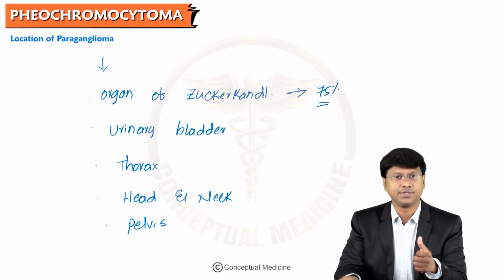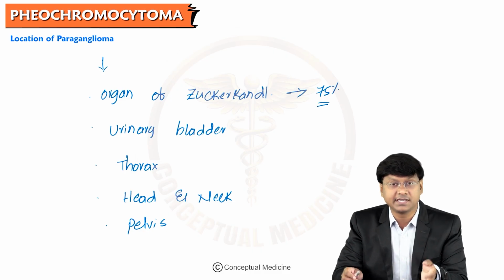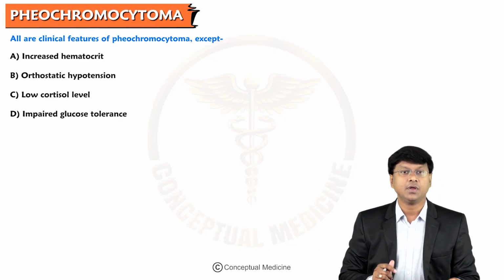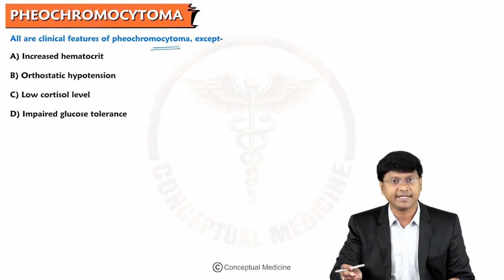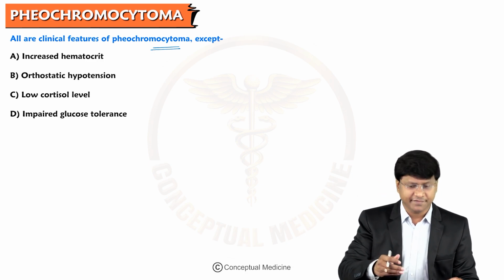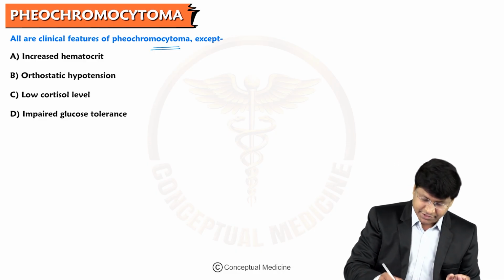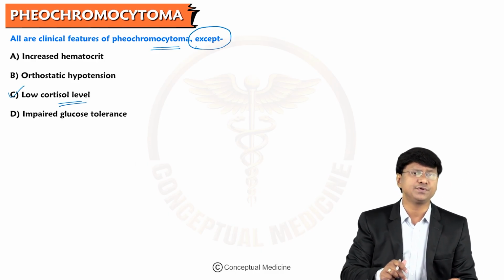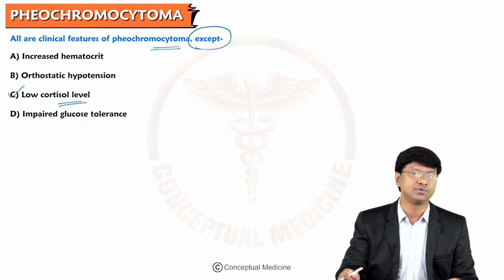Now, after having discussed adrenal pheochromocytoma and extra-adrenal pheochromocytoma, which is also called paragangliomas, let me go on to the discussion of the clinical features of pheochromocytoma. Regarding the clinical features, you can have a question like this. All are the clinical features of pheochromocytoma except: increased hematocrit, orthostatic hypotension, low cortisol levels, impaired glucose tolerance. I'll explain the clinical features, but this is how the question can be asked. Please remember, the question asked is "except", so the clinical feature which is not present in pheochromocytoma is low cortisol levels. In pheochromocytoma, you can have the remaining all: increased hematocrit, orthostatic hypotension, and impaired glucose tolerance.